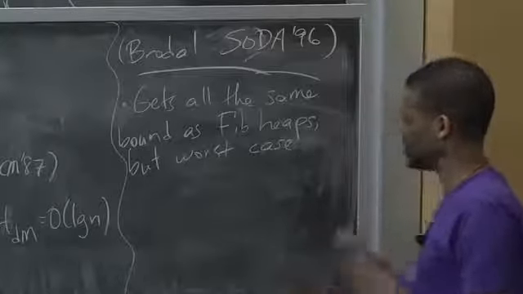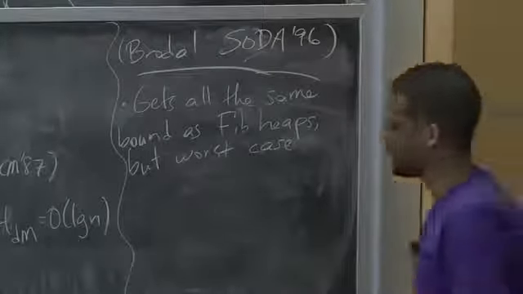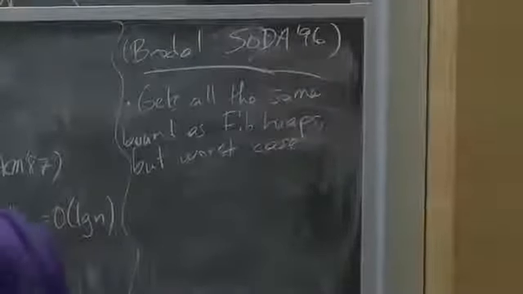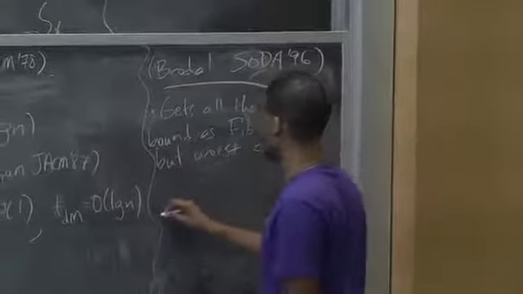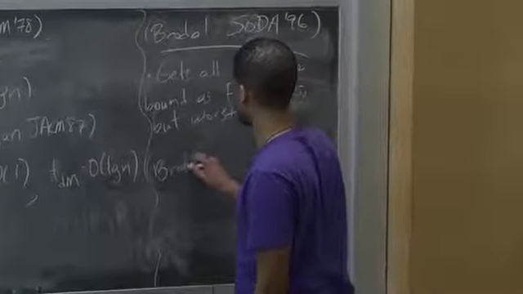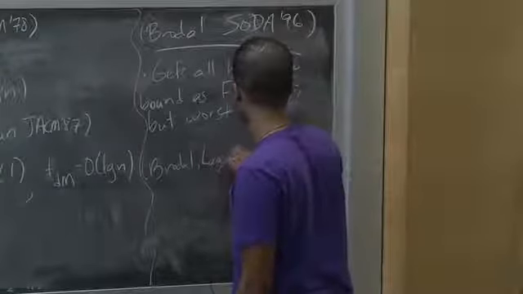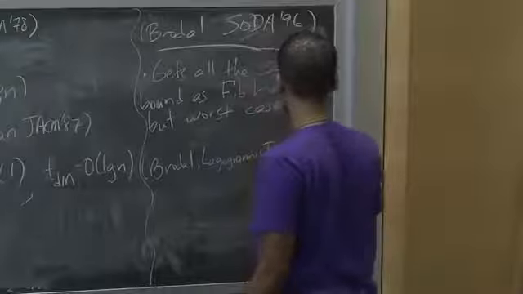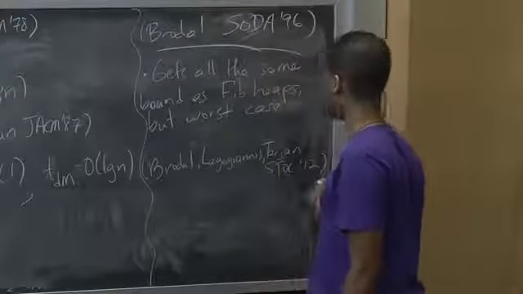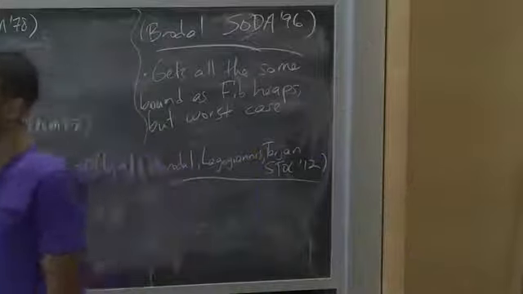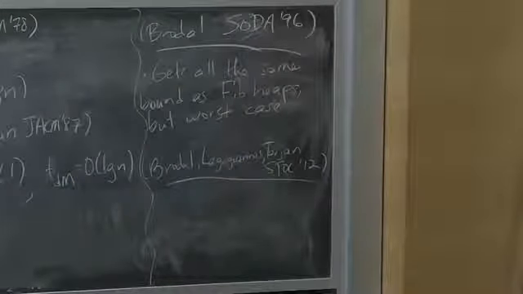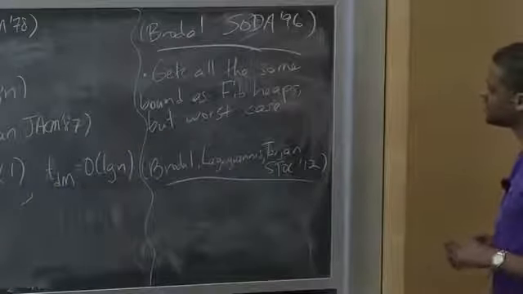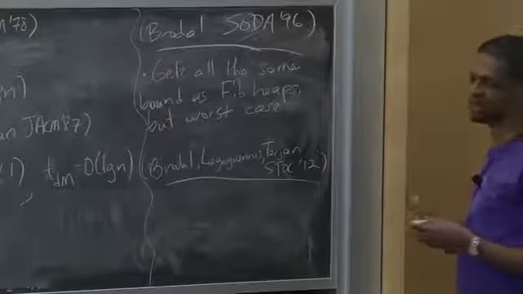So yeah, he gets that, and then there's a paper by Brodal, Lagogiannis, and Tarjan, whose names I'm going to misspell. That's just 2 years ago, STOC 2012. They get the same exact bounds. The thing is, there are weaker and weaker models of computation.